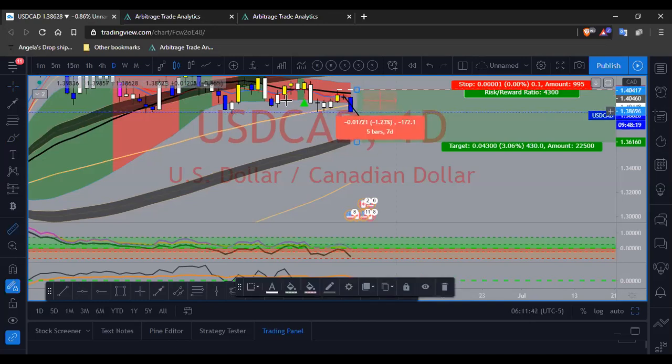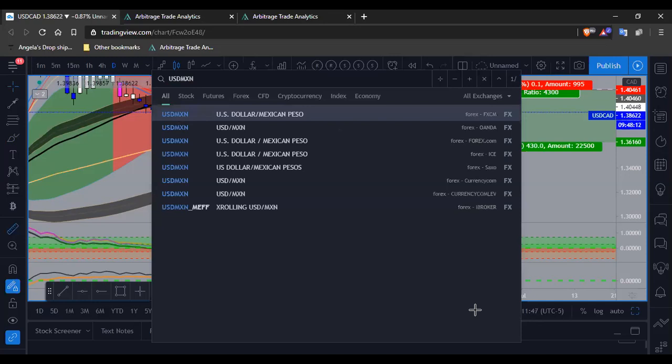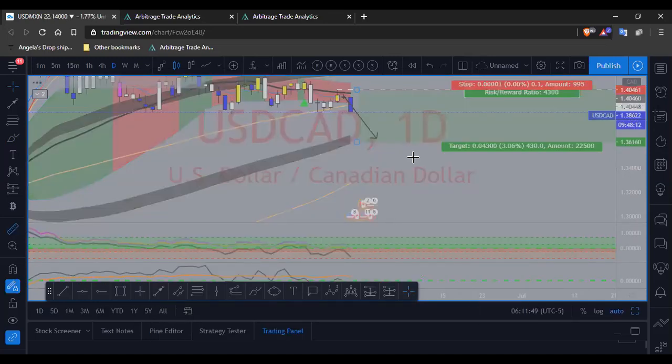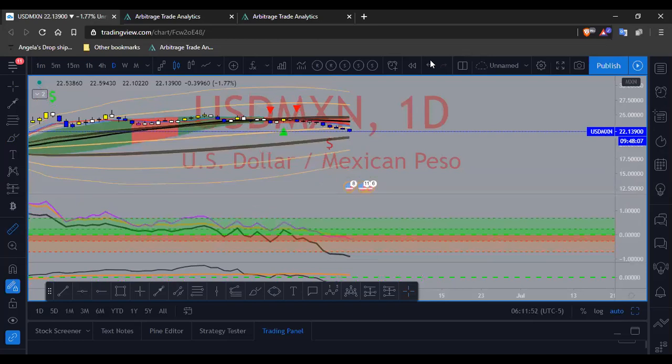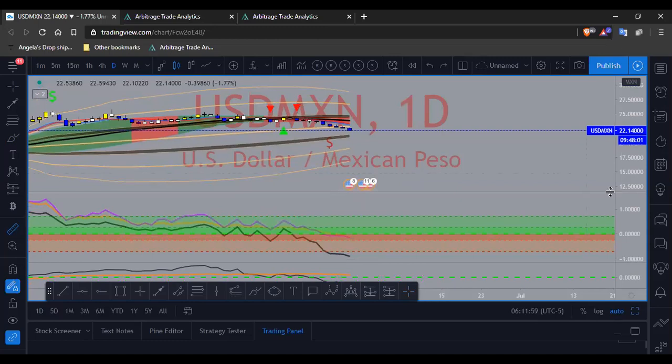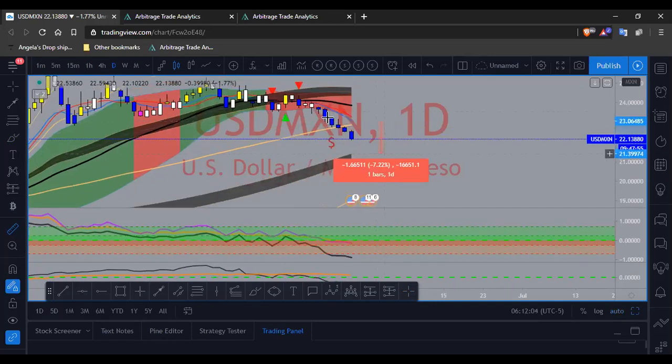So take partial profits. Currently in this UCAD sell, we are in 172 pips of profit. Same thing with this USD Mexican pair. This is only if you took these trades. If you didn't take them, then it doesn't relate to you, right? USD Mexican, man, this thing is just free falling at this point, from the sell that I mentioned up here.